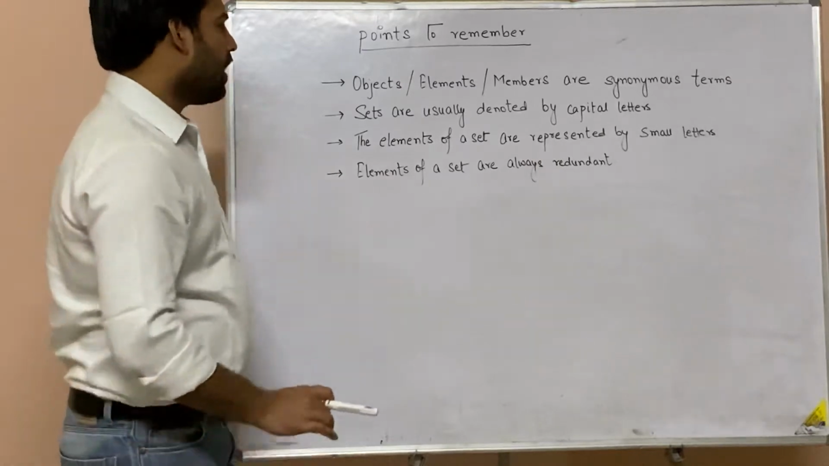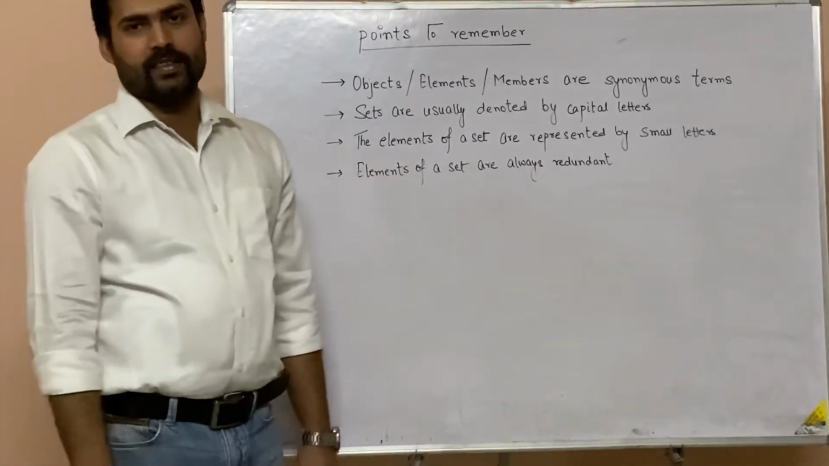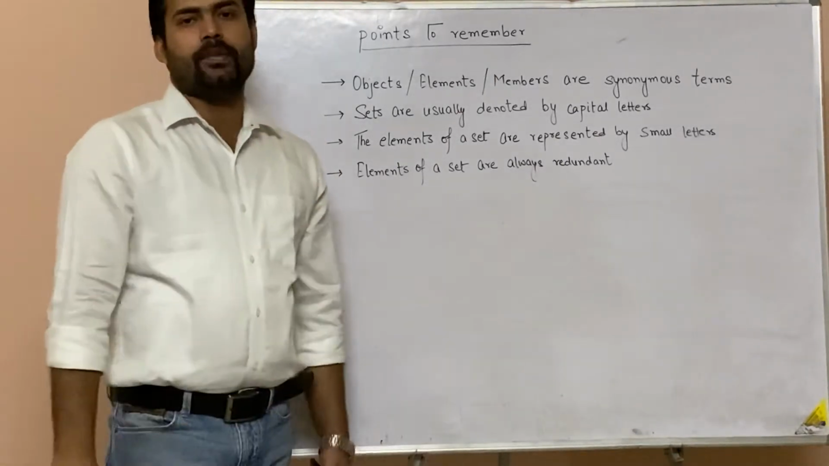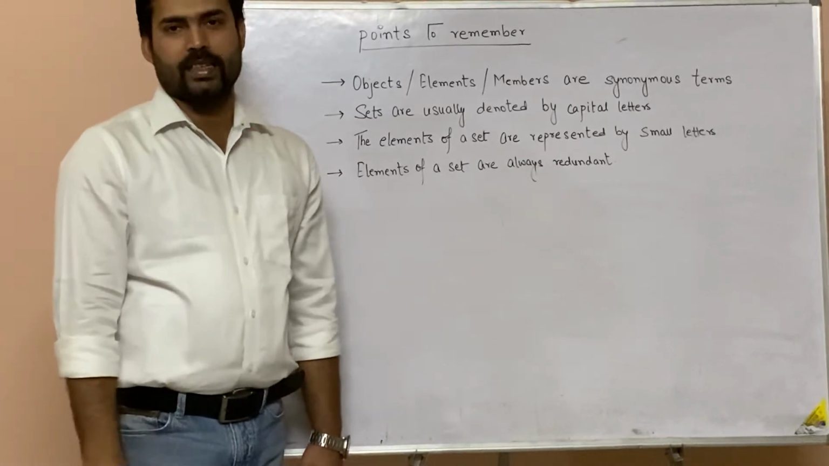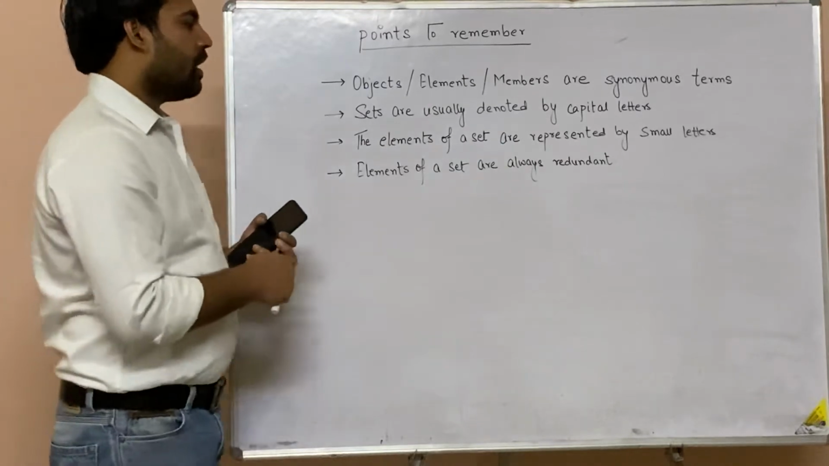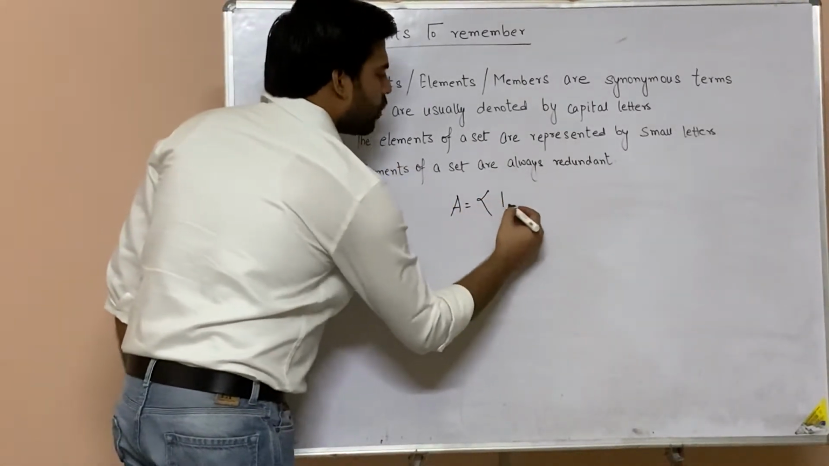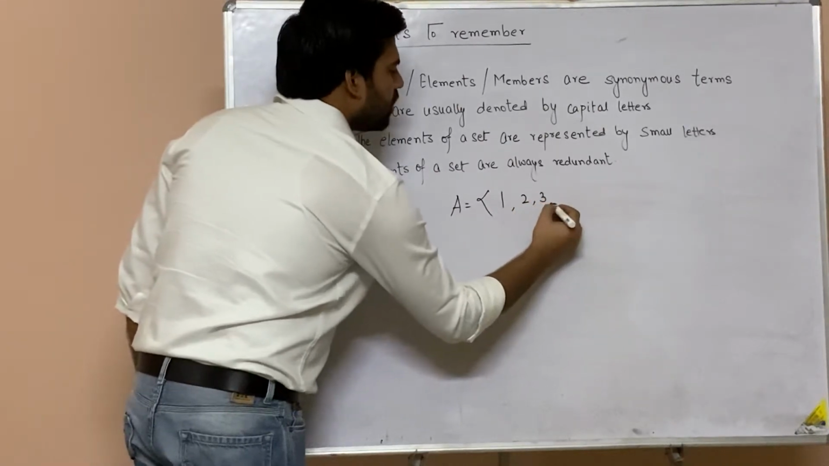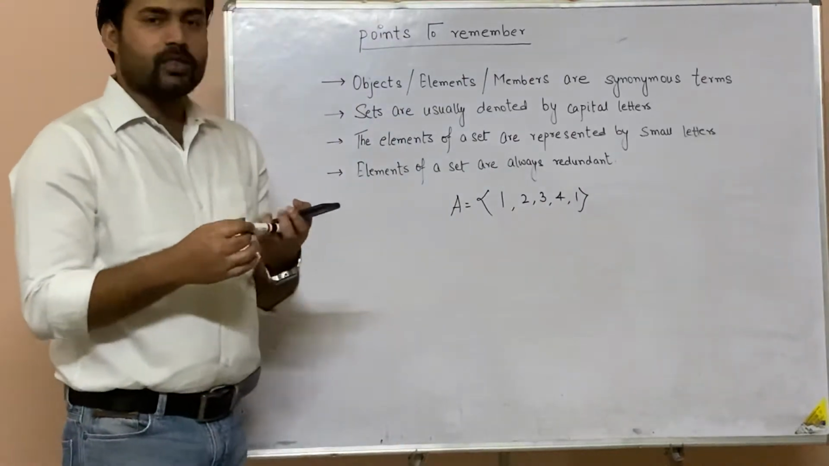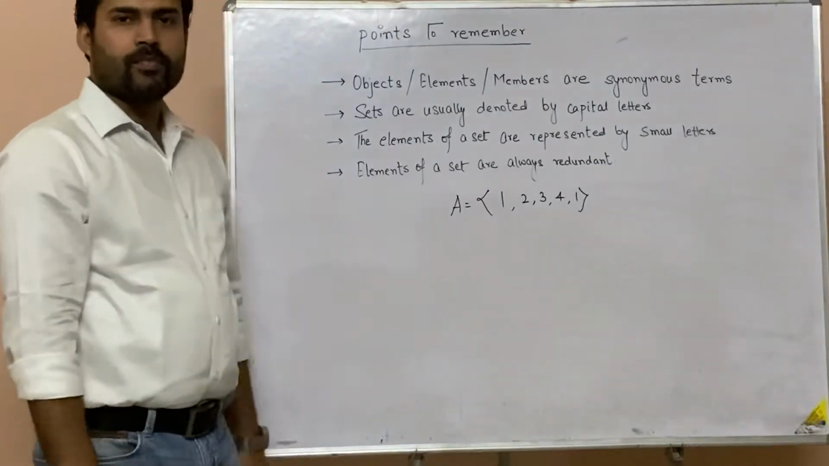This is clear. And the fourth one, that the elements of a set are never redundant. Redundancy means that repetition of an element must not be there in the set. Now this is an important point to discuss. For example, if there is a set A, and in this set I need to write down 1, 2, 3, 4 and again 1. Say these are the marks obtained by students in a class test.